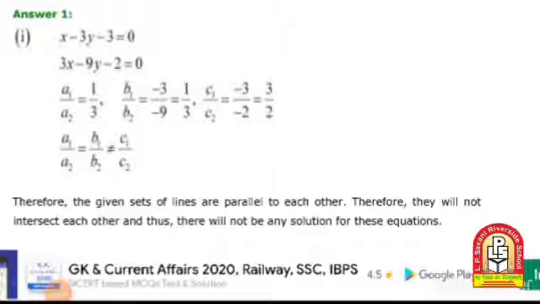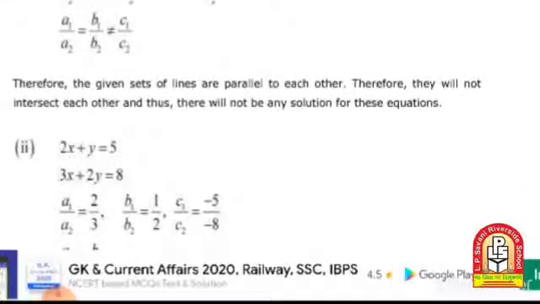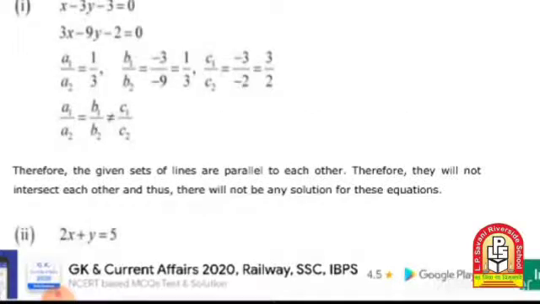First of all, we have to evaluate the value of a1 upon a2 by using the two equations. So a1 upon a2, that is 1 by 3, and b1 upon b2, that is 1 upon 3, and c1 upon c2, that is 3 by 2. So a1 upon a2 is equal to b1 upon b2, not equal to c1 upon c2. In this way we first have to check whether the first three conditions are followed or not. If that is not followed, then we have to go further.